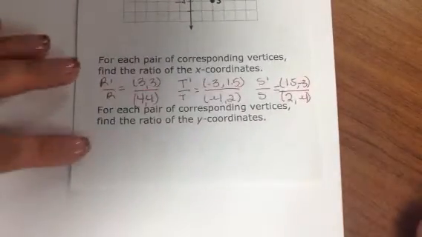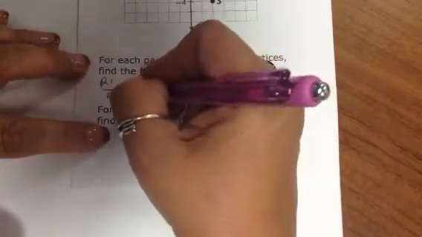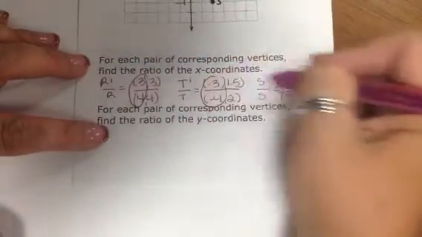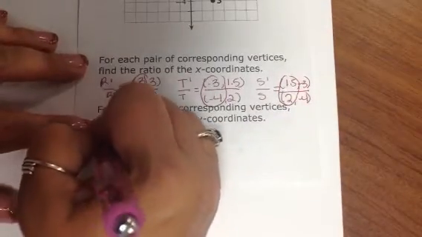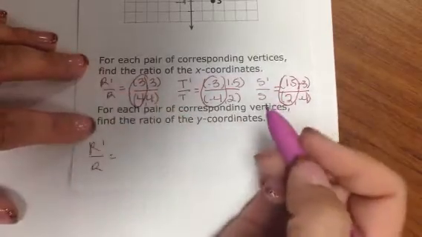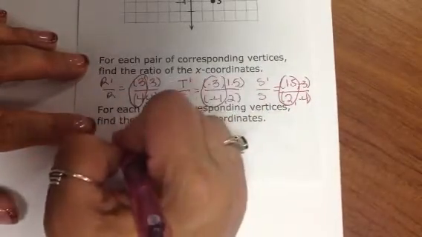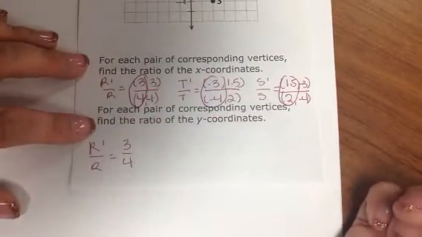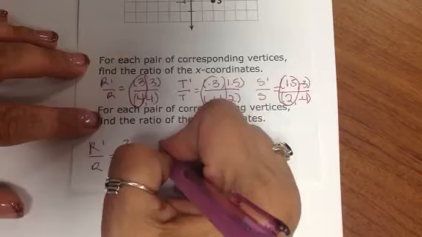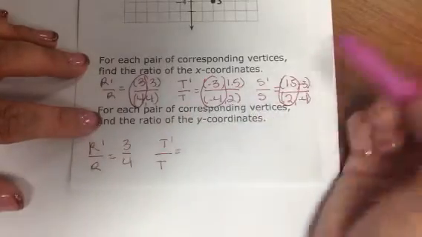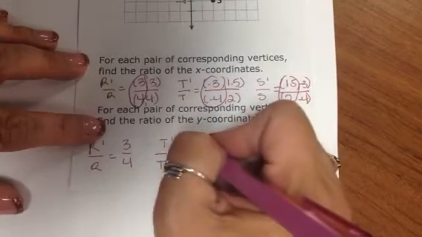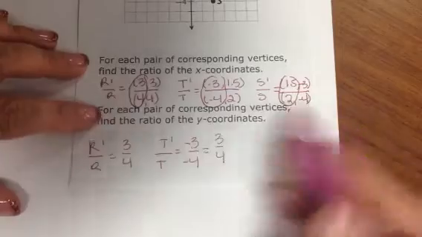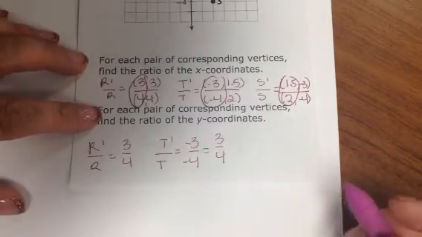Okay, now I'm just going to play with it a little bit. I'm not going to use that anymore. I'm going to come down here, and I'm going to take my X's of each pair, and I'm going to see if all my X's match. Okay, and I'm going to say R prime over R, and here R prime is 3 and R is 4, because I'm just using my X's. Then I'm going to say T prime over T, which is -3 over -4. And everyone knows that 2 negatives make a positive. So we are still good because it's 3/4.